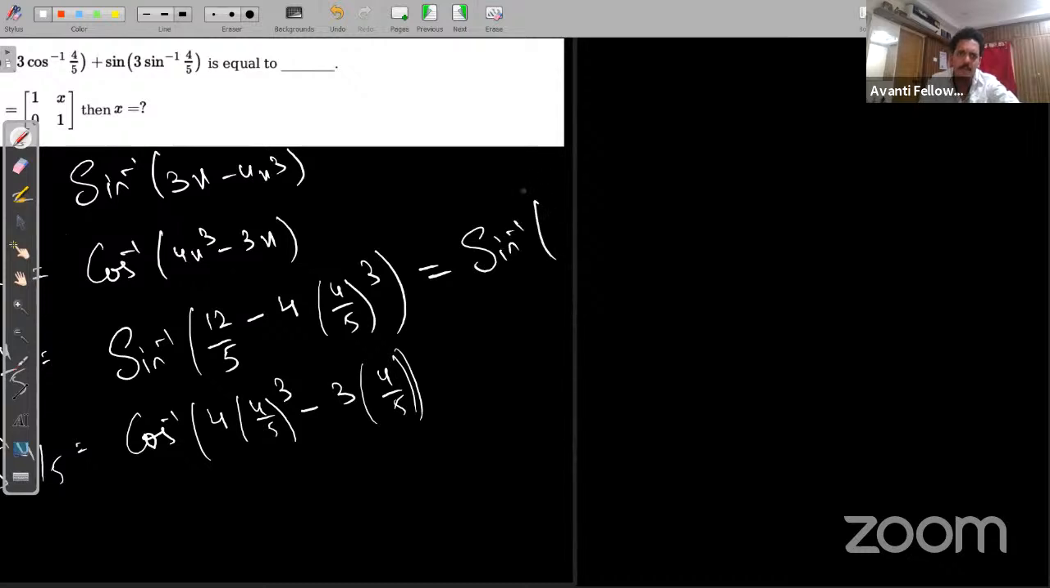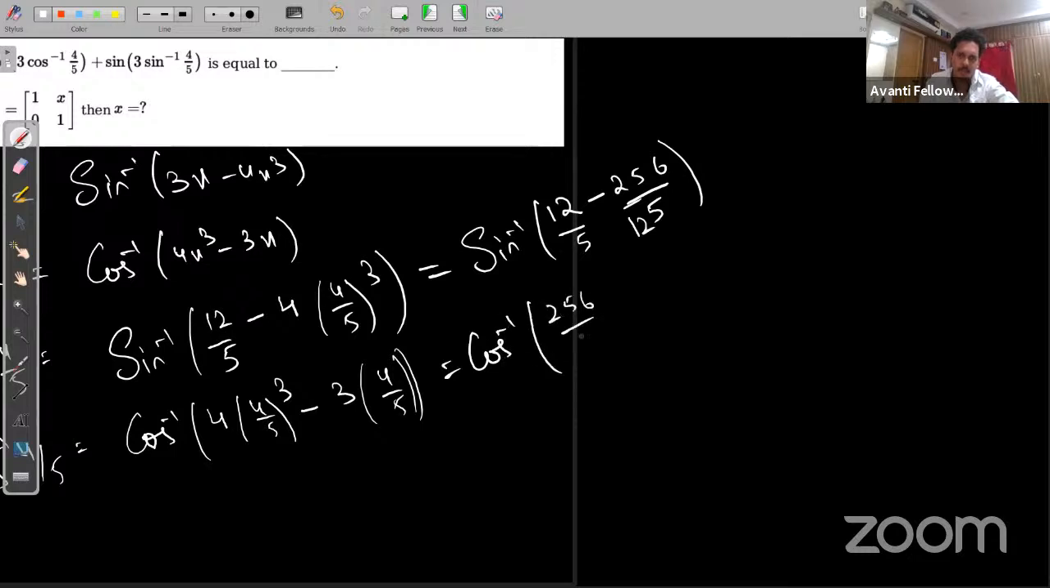Sine inverse of 12 by 5 minus 256 by 125, since it is 5 cube, right? The second one is cos inverse of 256 by 125 minus 12 by 5. Okay, yeah, it is completely opposite, right?